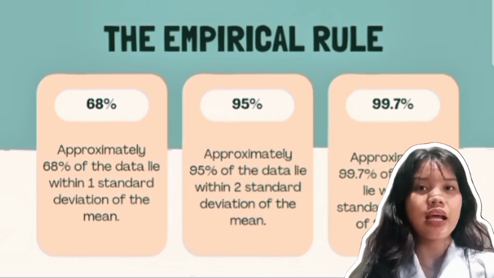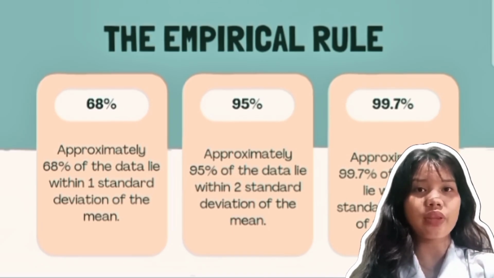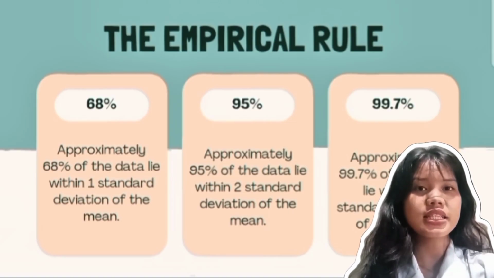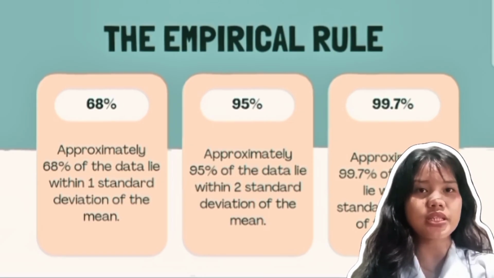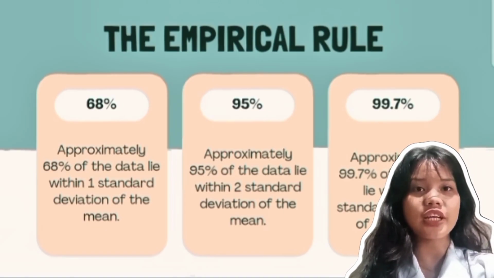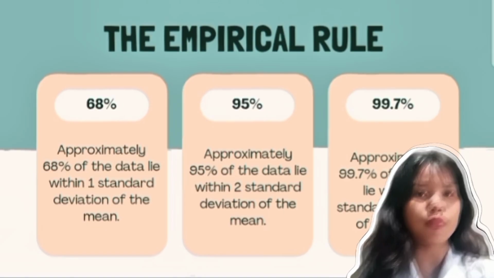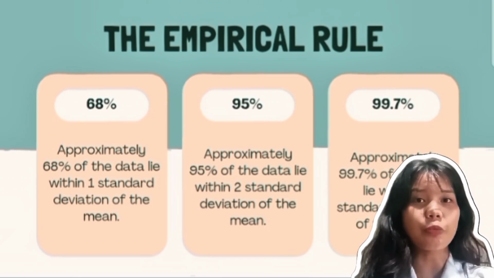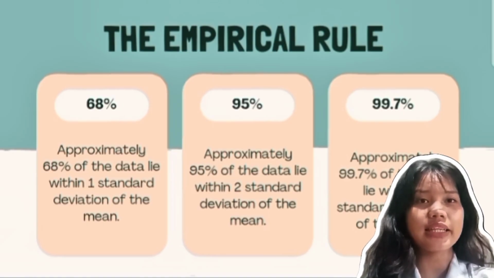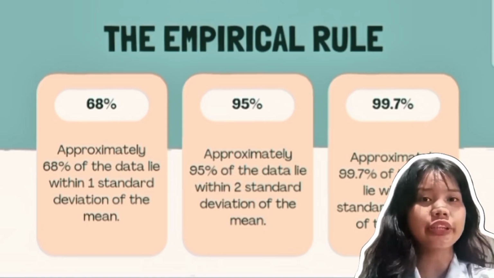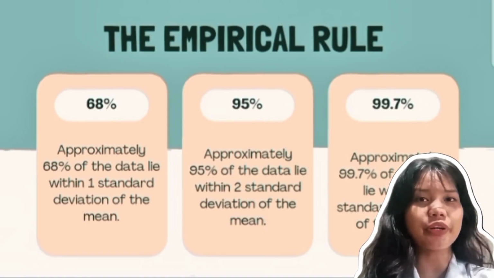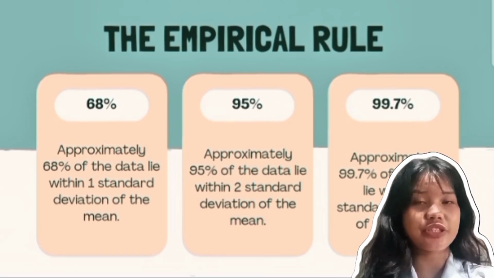Approximately 68% of the data lie within one standard deviation of the mean. This is called the middle ground. Most of your data lies right here in the center. Approximately 95% of the data lie within two standard deviations of the mean. This is called most people. Everyone in the group fits in this range. And lastly, approximately 99.7% of the data lie within three standard deviations of the mean. This is called nearly everyone. This covers basically every person in the data set except for an extreme outlier.